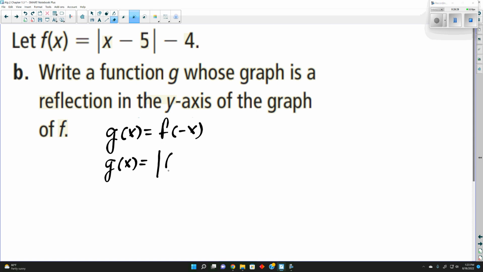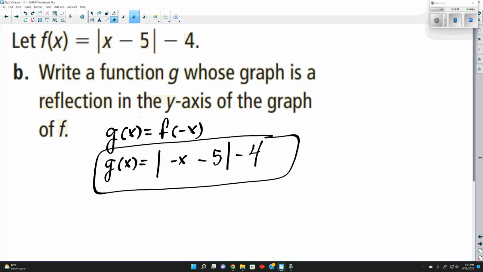So we'd have absolute value bar, negative x, minus 5, minus 4. And then just drop the parentheses, we don't need them. And that's it. Question on any of this here?